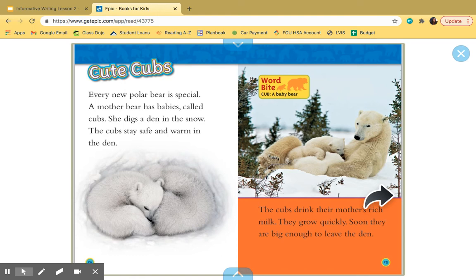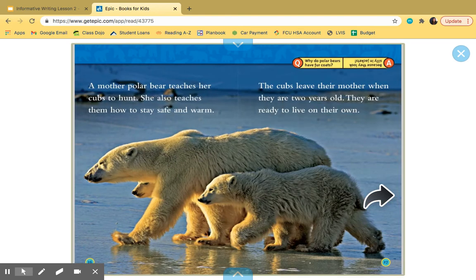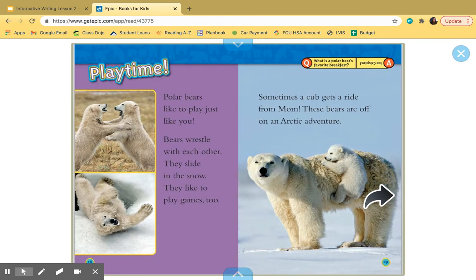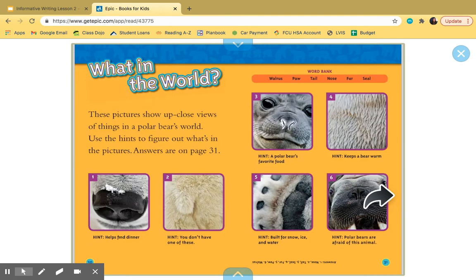This page says cute cubs. So here we can learn about polar bear babies. And this page is called Playtime.